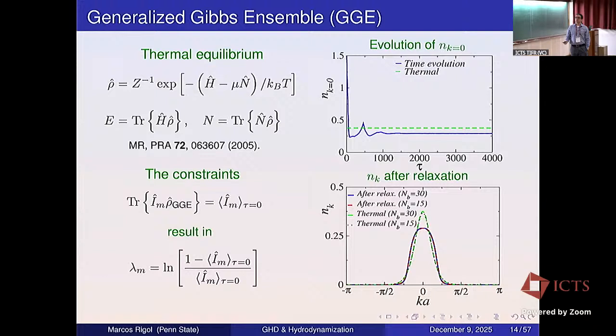Now the Lagrange multipliers are determined by the initial occupations. We can plug them into the generalized Gibbs ensemble and then do the same equilibrium calculation, not thermal, but now generalized thermal equilibrium. If you do that, you get a perfect agreement. This is the zero momentum occupation, and here you have the momentum distribution function from the GGE and after relaxation, and you see that they are on top of each other. Even for this small number of particles, it works incredibly well.